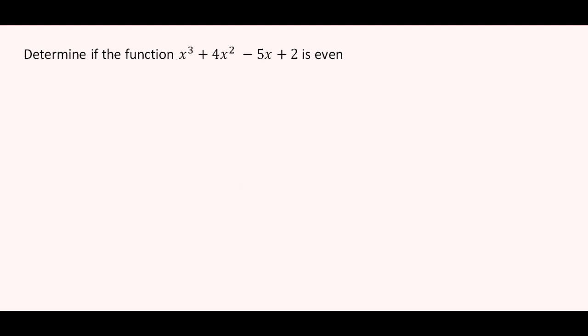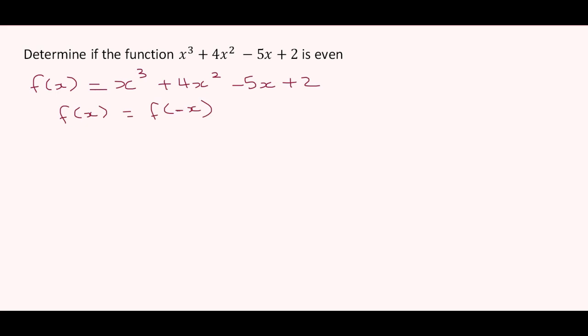Final example, we have f of x equals x to the power of 3 plus 4x squared minus 5x plus 2. Now our rule states that f of x must be equal to f of minus x for the function to be even. So let's check. So f of minus x is going to be equal to minus x to the power of 3 plus 4 minus x to the power of 2 minus 5 minus x plus 2.